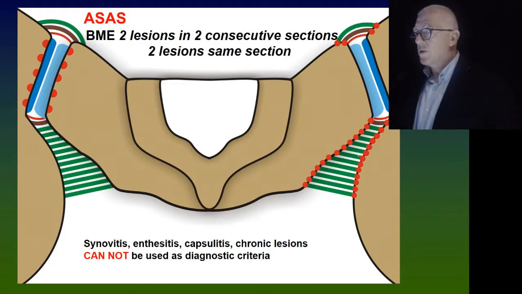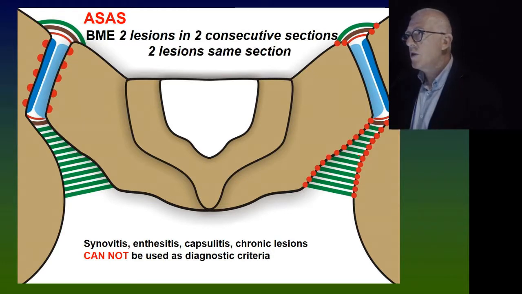But regardless of the synovial or the ligamentous part, the ASAS criteria require at least 2 bone marrow edema lesions in 2 consecutive sections or 2 lesions on the same section. This is what we are looking for. This is the criterion that you need to report to the rheumatologist, that I see 2 foci of bone marrow edema, and therefore we fulfill the criteria by ASAS, and this patient has axial spondyloarthropathy.